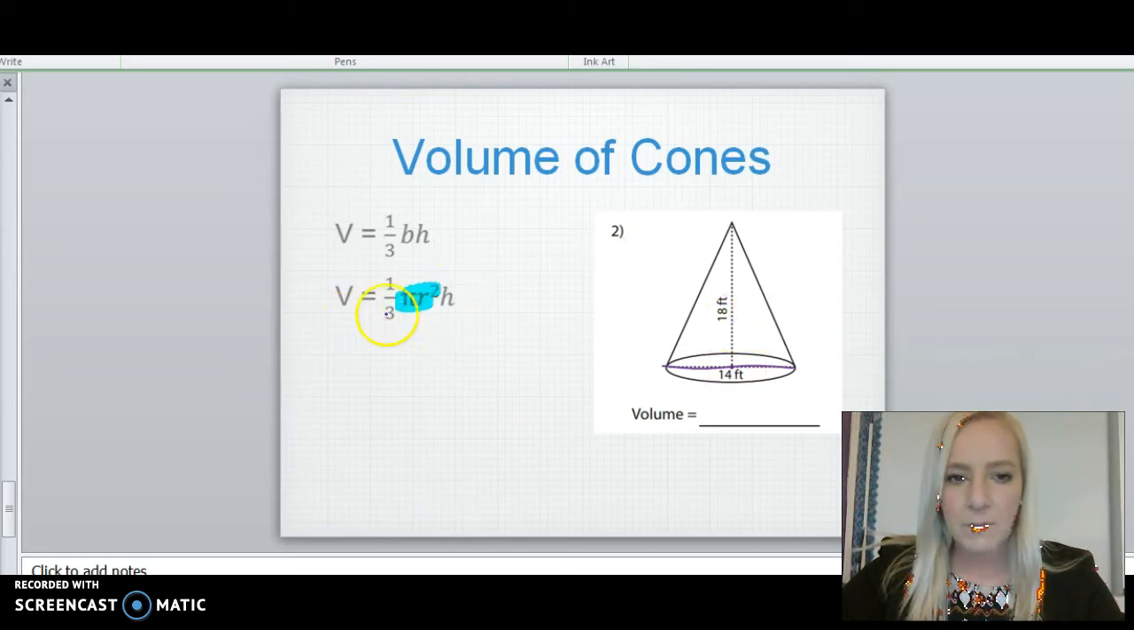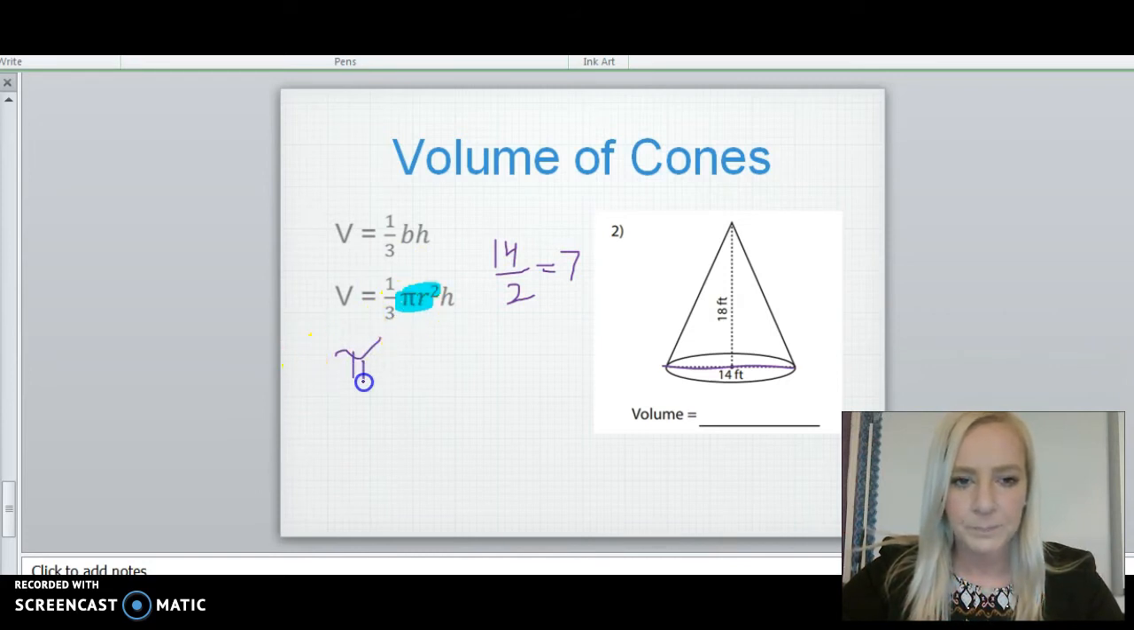So before I even plug anything in, I need to find my radius. So I'm just going to take 14 divided by 2, which is 7. So now I can plug in 7 into my formula. So again, let's do pi, or 3.14, times 7 squared, times my height, which is 18.